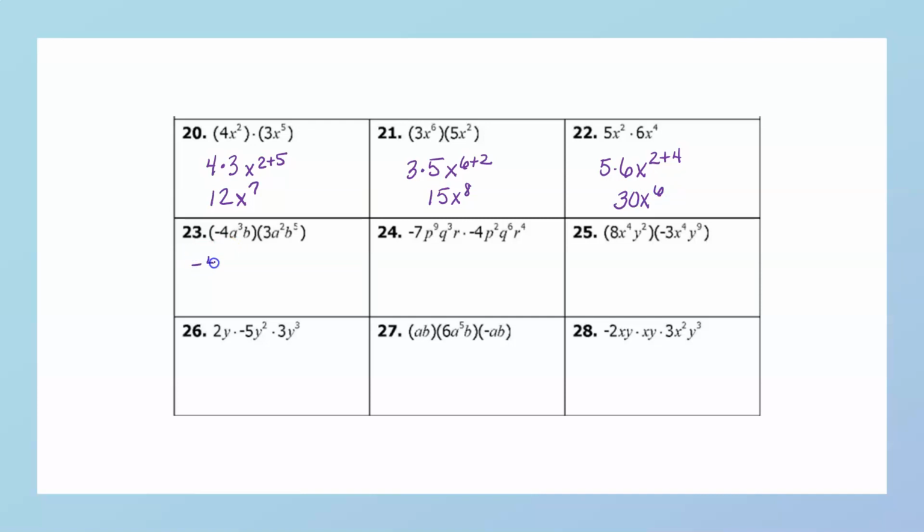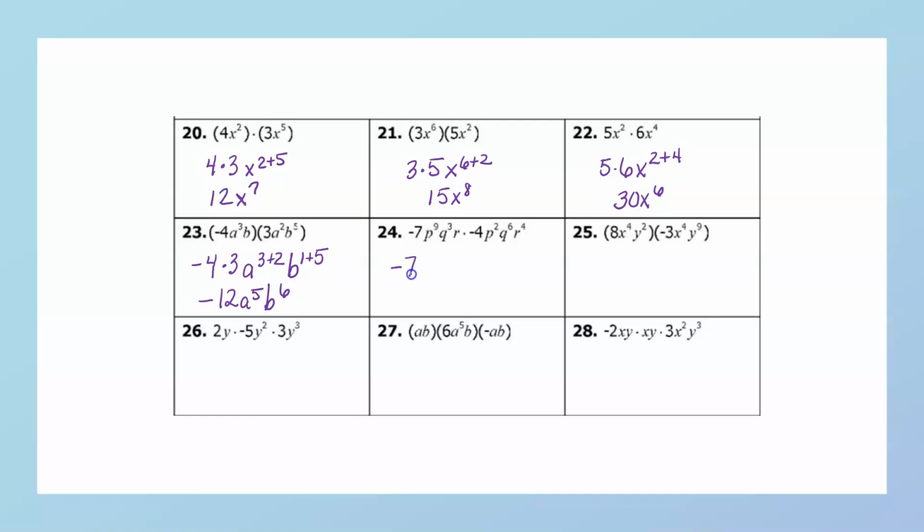23, I'm going to take negative 4 times 3. Then I have a to the 3 plus 2 power, b to the 1 plus 5 power. So I have negative 12, a to the 5th, b to the 6th. Got to keep these things straight.